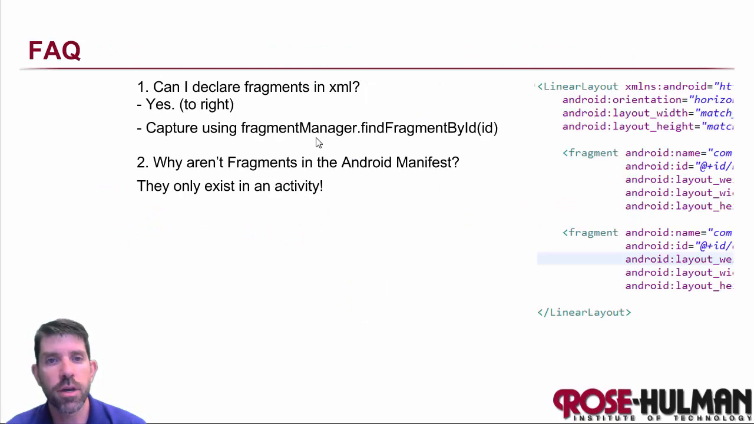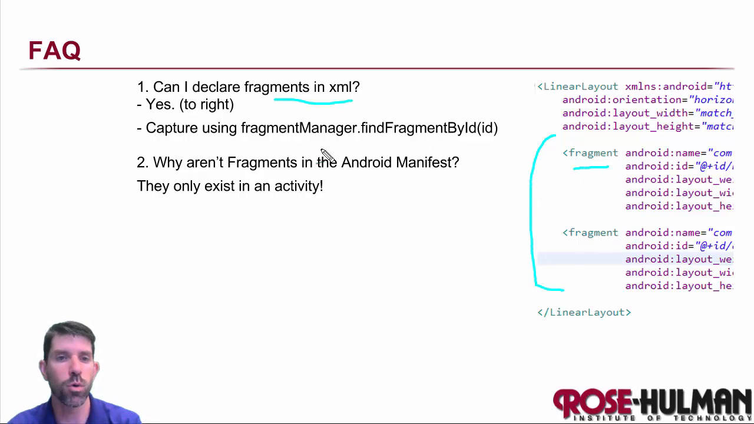A couple of questions have come up in the past. The first is, can I declare fragments in XML? Absolutely, no problem. You could have a linear layout with a couple of fragments directly in it. Just declare them as fragments. If you want to get them, then you can ask the fragment manager, hey, find the fragment by ID, instead of findViewById. Other people have asked, I'm looking for my fragment in the manifest. Why isn't it there? Again, it only exists within the context of an activity, and activities are in the manifest. So fragments are kind of smaller than what would be required to put in the manifest.